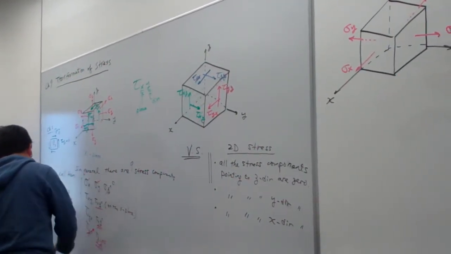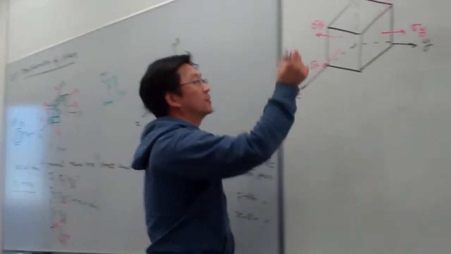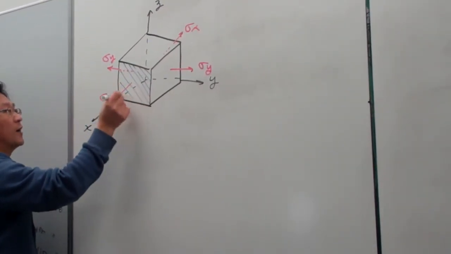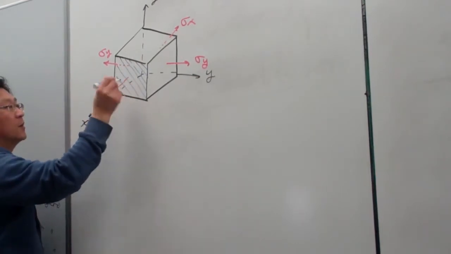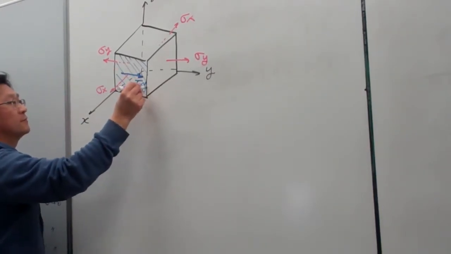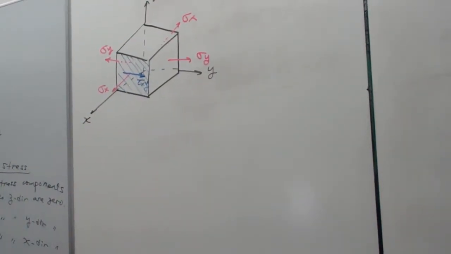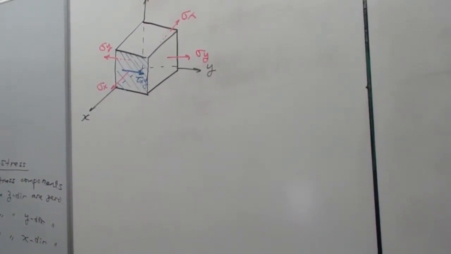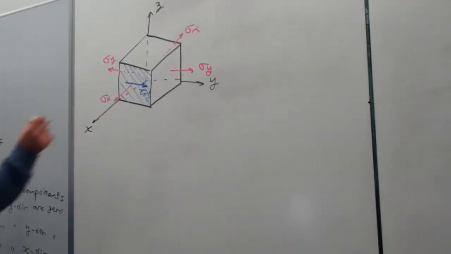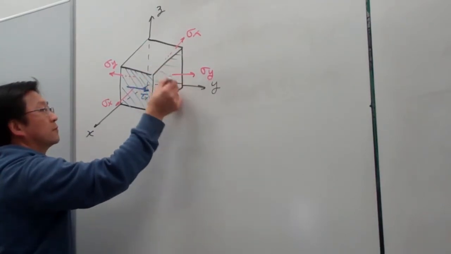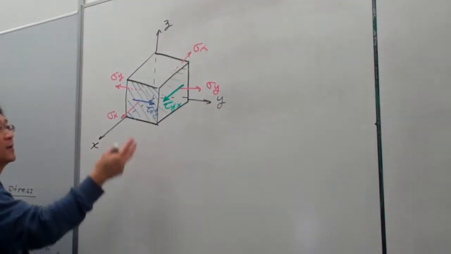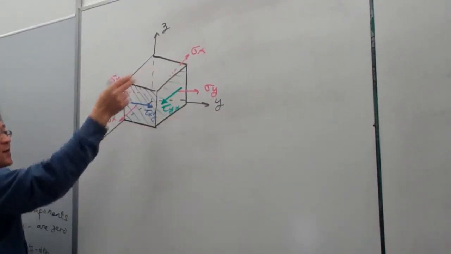Tau xy is, on this plane, this is the x plane, and we have tau xy. So tau xy is on the x plane, pointing to y direction. So this is tau xy. And then we have tau yx. Tau yx, that means on the y plane pointing to x direction. So this is y plane. On y plane pointing to x direction, so this is tau yx. And there's another 2 on the back side of the surface.